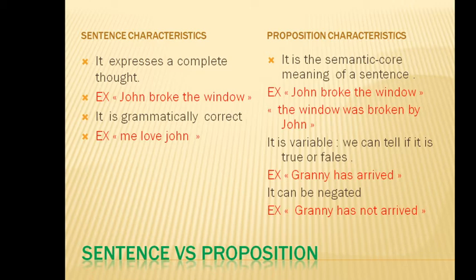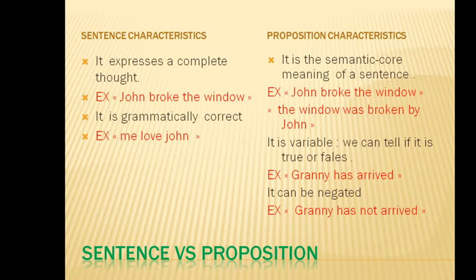A preposition is variable. We can tell if it's true or false. Granny has arrived. Granny might have arrived and might not. A preposition can be negated: Granny has not arrived. In other studies, some linguists say that if from a sentence we can make a question, therefore it has a preposition, to be exact.